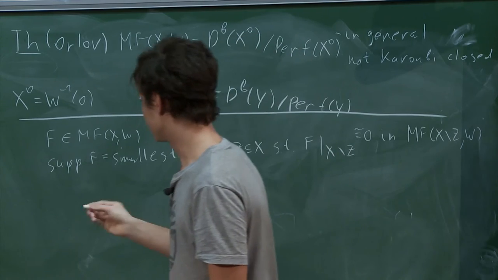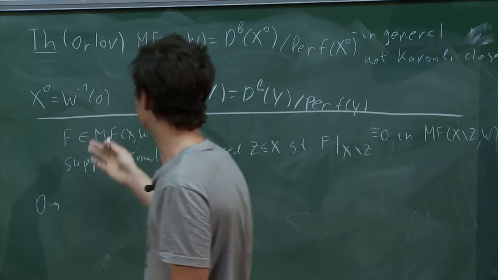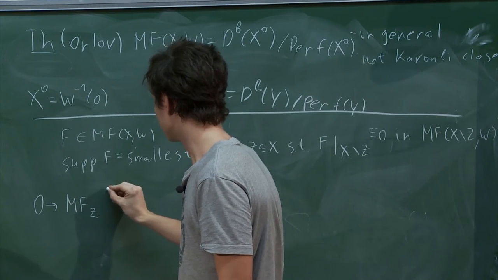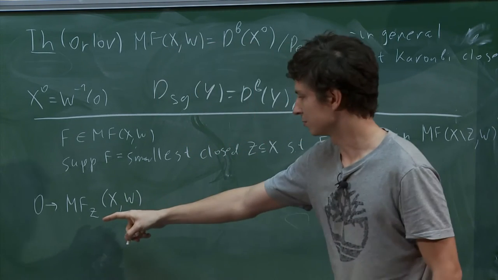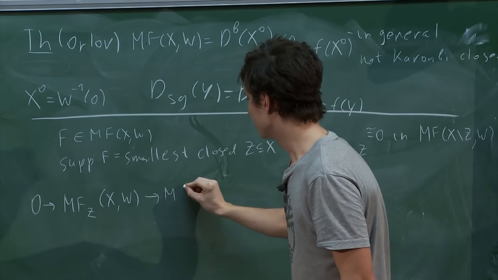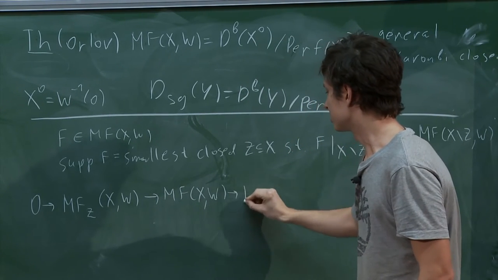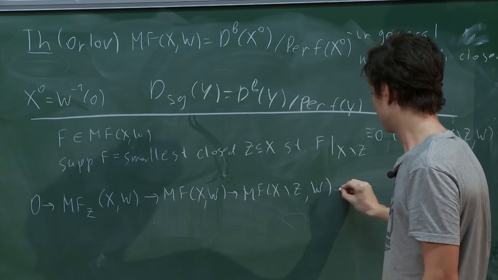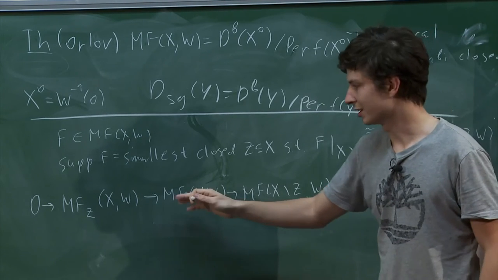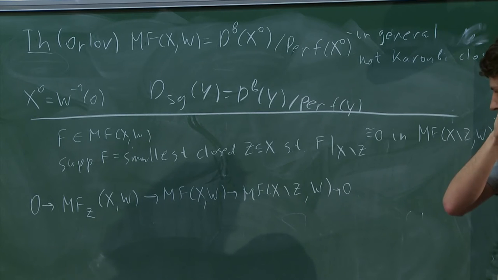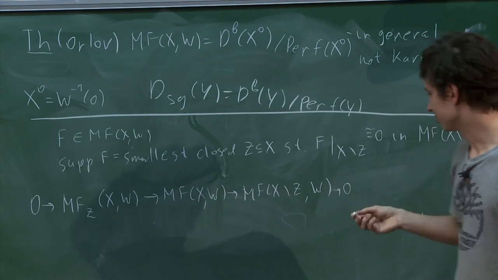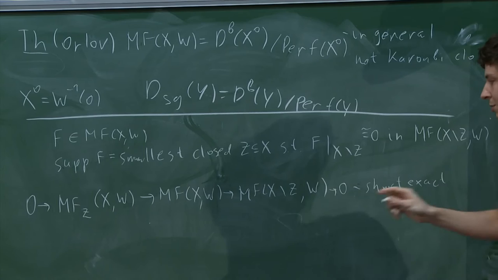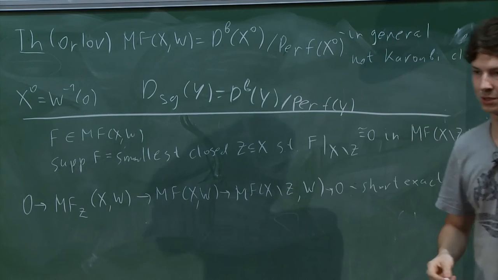Also, one can show that there is a localization for such categories. We have a short exact sequence from factorizations with support contained in Z, to all factorizations, to factorizations on the complement. Of course, all these are not Karoubi complete, but one can show that it's actually short exact even without adding direct summands. So any factorization from here can be obtained as an image.